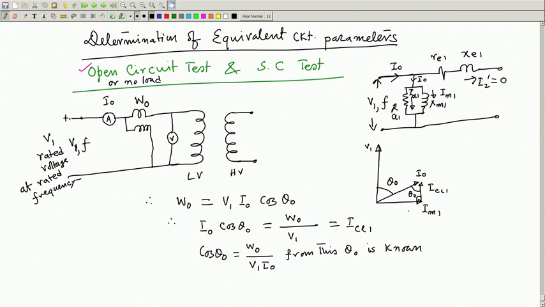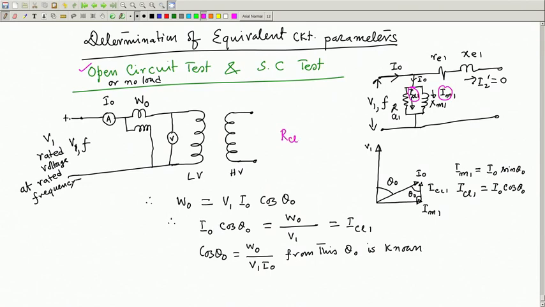If theta naught is known, then from this triangle I can say I m 1 is equal to I naught, which is the known ammeter reading, into sin theta naught, and also ICL 1, which I have already written, is equal to I naught cosine theta naught. Therefore, what we have done is, I have got this current ICL 1 and IM 1, and my problem is to calculate RCL 1.